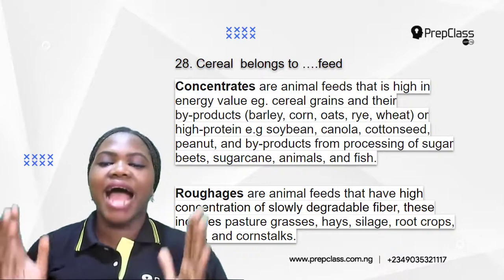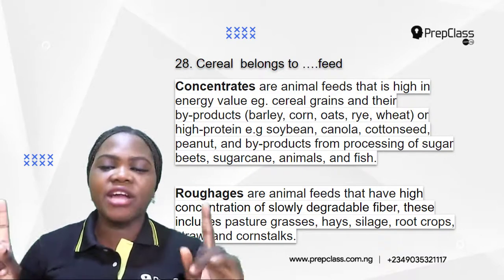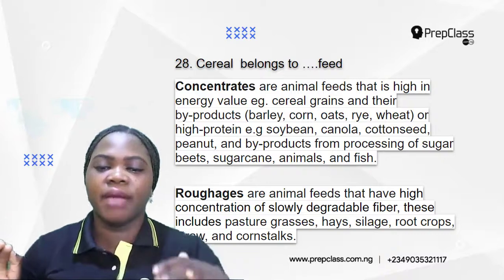Roughages. Roughages are animal feeds that have high concentration of slowly degradable fiber.